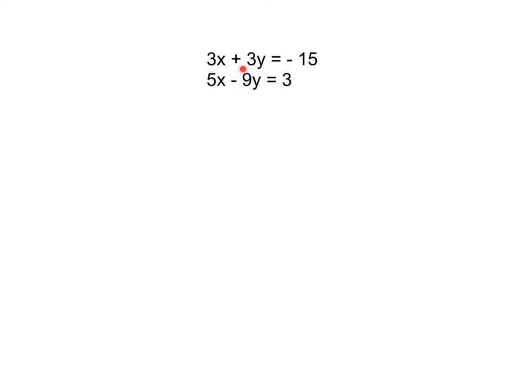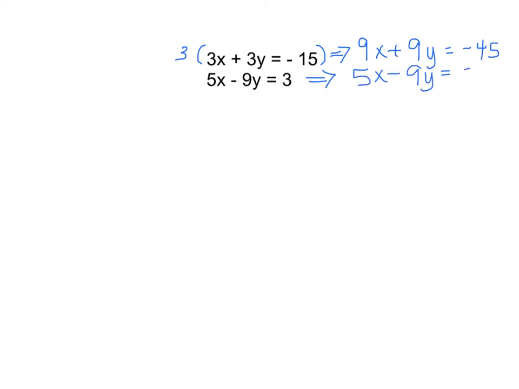I'm going to cancel y's in this case. I already have a negative 9 on the bottom. All I'm going to have to do is multiply by a positive 3 to get a positive 9 in the top, and that's going to give me what I want. So I'm going to multiply the top by a positive 3 here. And that's actually going to get me 9x plus 9y equals negative 45. The bottom we didn't have to multiply by. In some cases you will have to multiply both equations. In this one we didn't. And then we're ready to add straight down.